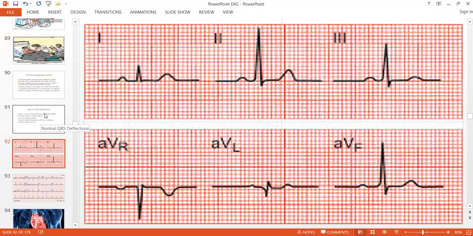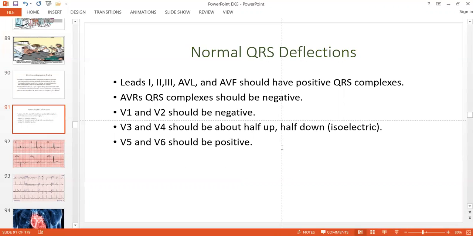First of all, let's back up a little bit and look at the normal QRS deflection. In leads 1, 2, 3, AVL, and AVF, the QRS should be positive, meaning the R wave should be pointing upwards. The AVR QRS should be negative, meaning the R wave is pointing downward. V1 and V2 should be negative. V3 and V4 should be halfway up and halfway down, and that's isoelectric. And V5 and V6 should be positive.